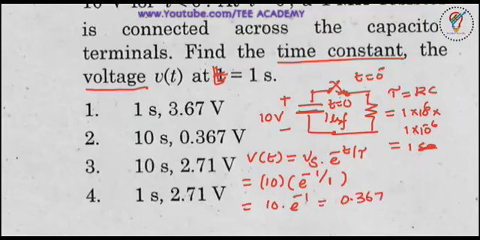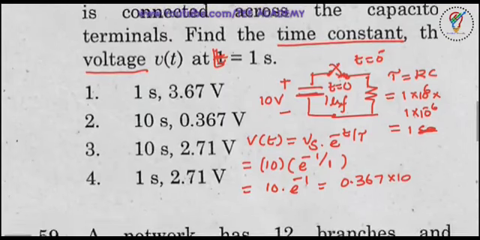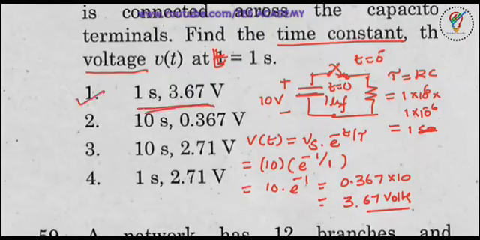0.367 into 10. Now by solving this we will get 3.67 volts. So the answer is t equal to 1 second and 3.67 volts is the right answer for this question. Okay, we will move to the next question.